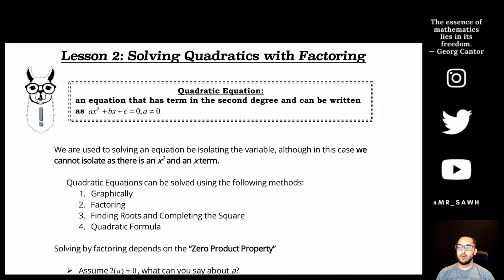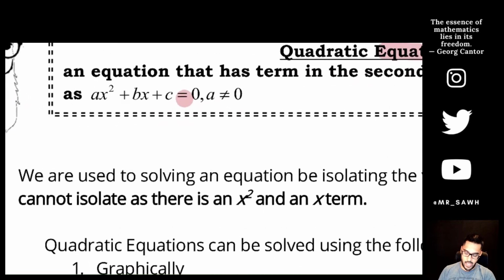So a quadratic equation is where we'll go with this. And you know, the equation part really is going to tell you that you're going to have an equal sign now. Expressions don't have equal signs. So the equation has a term in the second degree and can be written as follows: ax squared plus bx plus c equals 0. That's the key. Your a cannot be 0. So if it is 0, here's the problem with that.